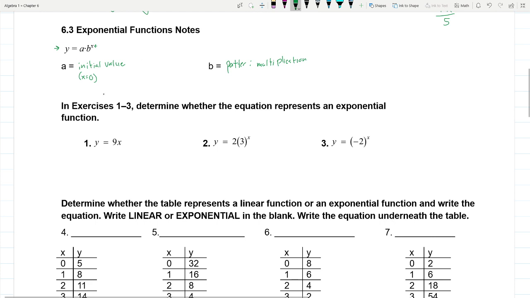Something else that we need to be aware of is about this a. If our a is greater than 1, it's going to be a growth. It's going to be a growth model of some sort. And if our a is less than 1, it's going to be a decay.